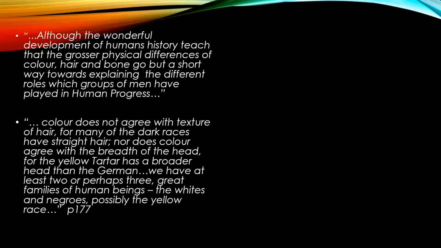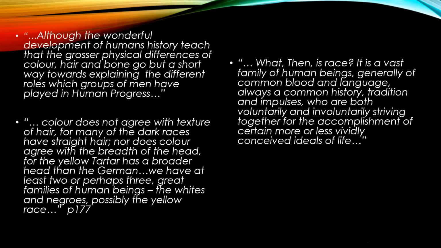So here are some quotations from W.E.B. Du Bois, but I'm just going to look at two aspects here. "Although the wonderful development of human history teaches that the grosser physical differences of color, hair, and bone go but a short way towards explaining the different roles which groups of men have played in human progress." So skin color doesn't determine a person's position within society unless it's socially constructed to put them in that place. That's what he's basically saying here. So depending on your color, hair, and bone structure, that was socially constructed to determine your place within society. So it's not the natural law of things.